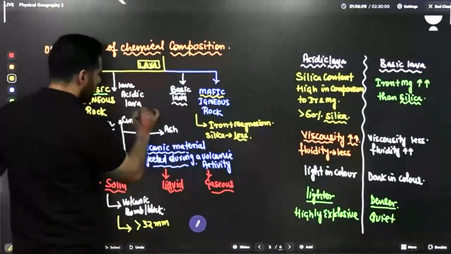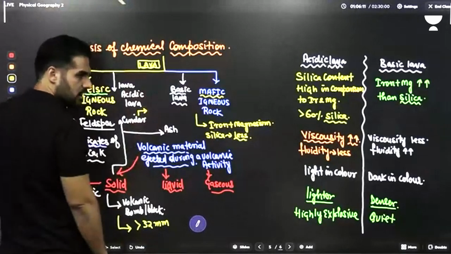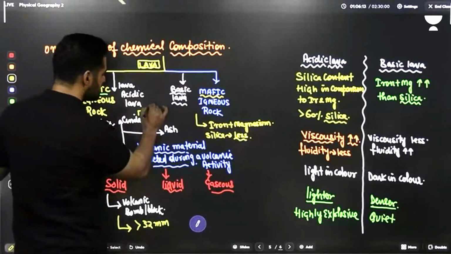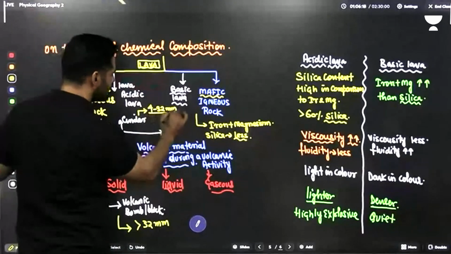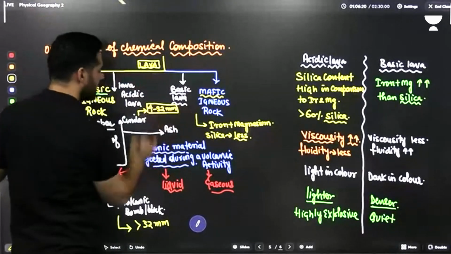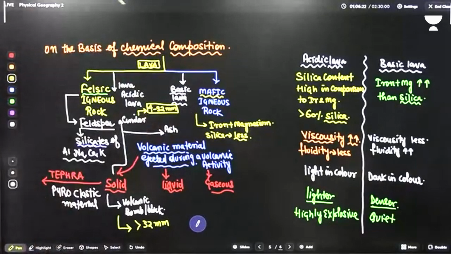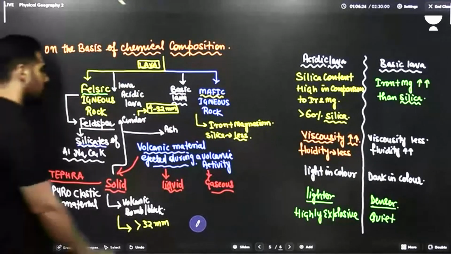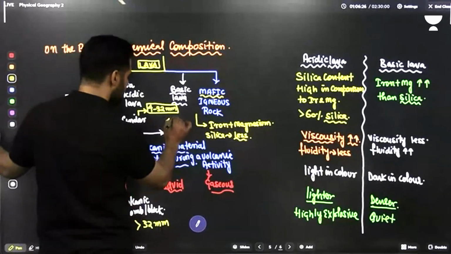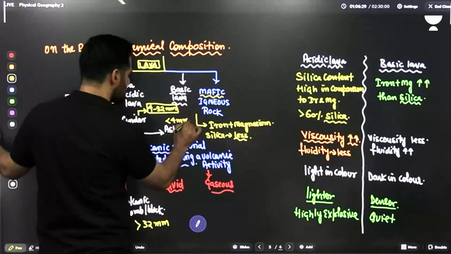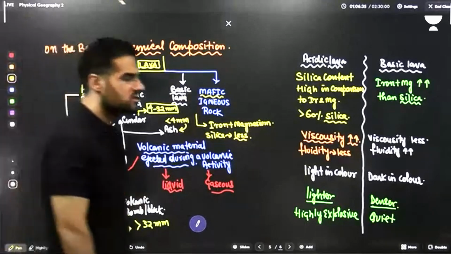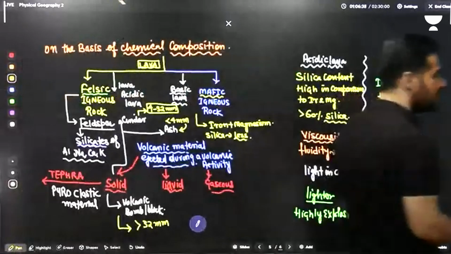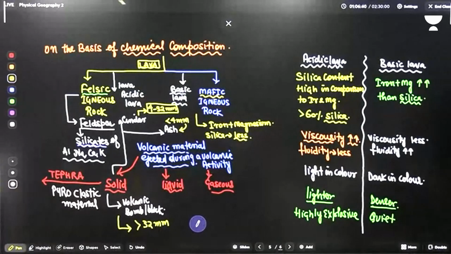If the diameter of the volcanic material blown out in the process of volcano varies between 4 to 32 mm, it means less than 32 mm but greater than 4 mm. What is that called? Cinder. And anything smaller than 4 mm, what is it called? So which is the finest solid material emitted? Ash.